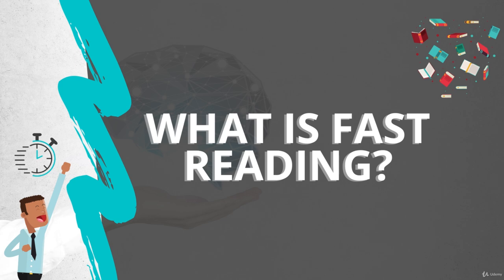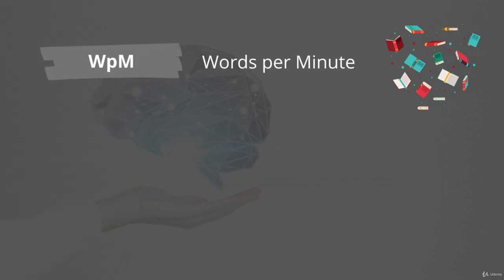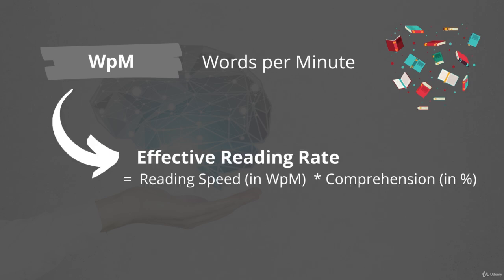In order to be able to assess and evaluate your reading speed, we use the unit WpM, or words per minute. As you can probably imagine, this unit shows how many words you are able to read in just 1 minute. It gives you a great overview on your current standing and your learning and reading progress. What's more, the WpM allows you to calculate your effective reading rate.